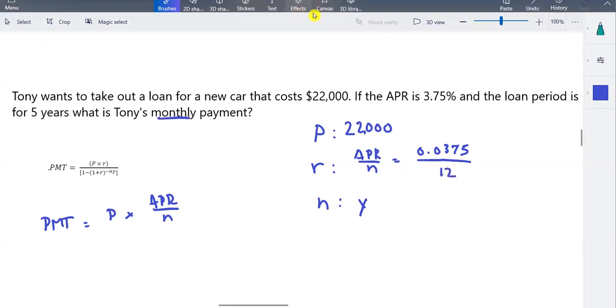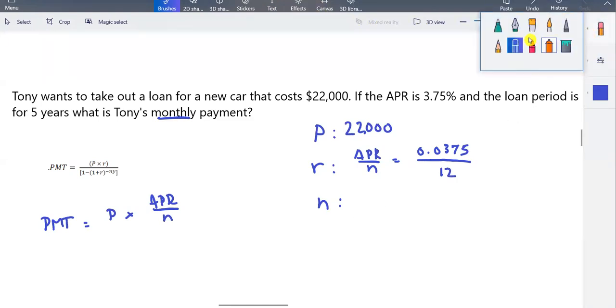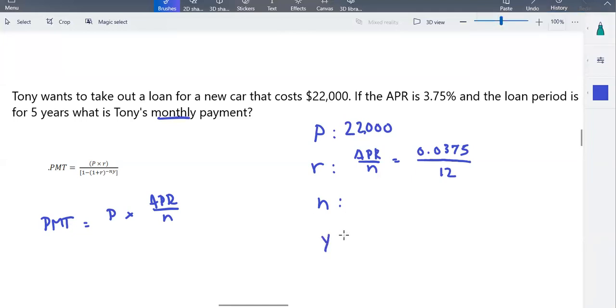Why did I write NY? Somebody out there was watching me do that and was saying, why is she doing that? But I can't hear you because you're talking to a computer or a phone.